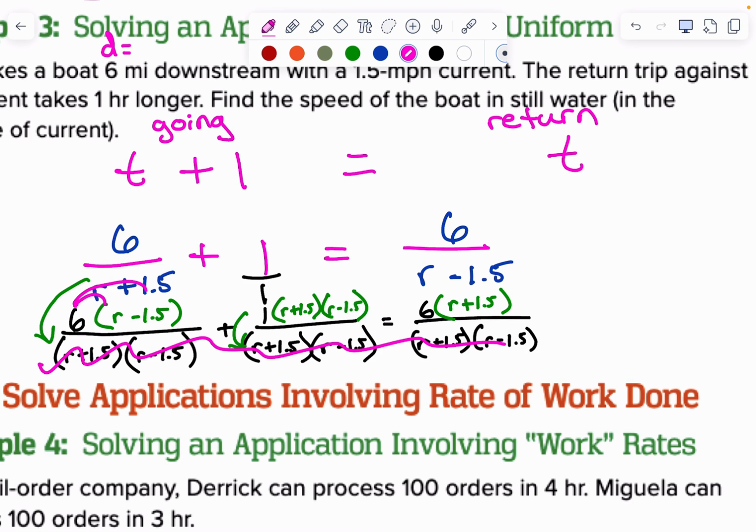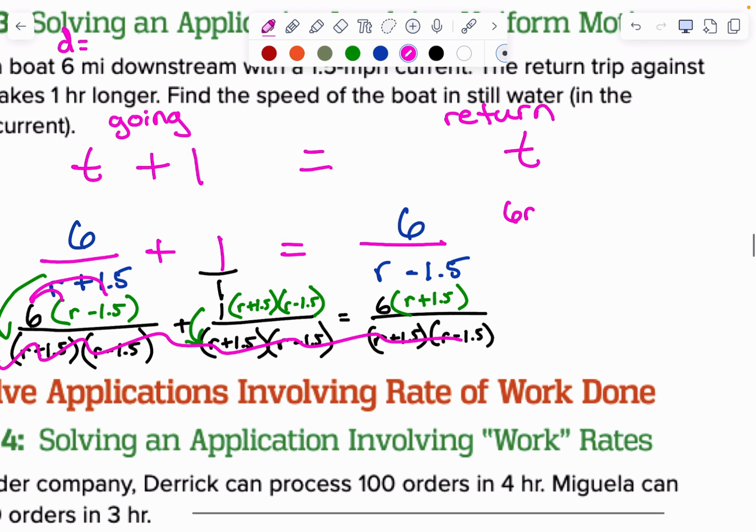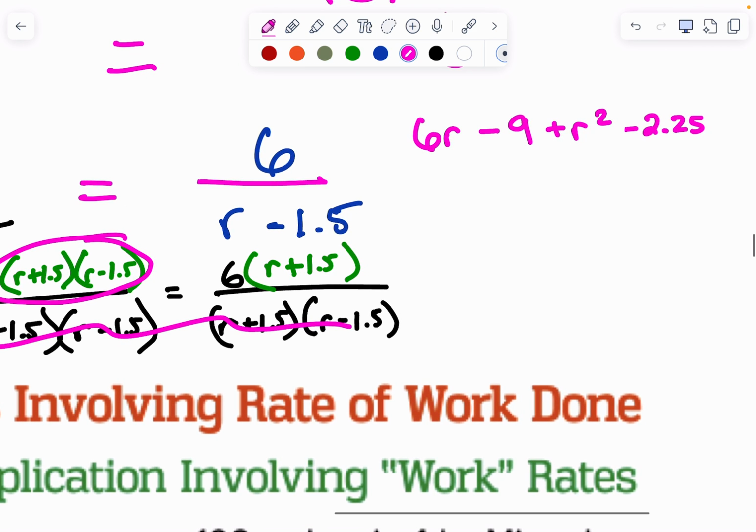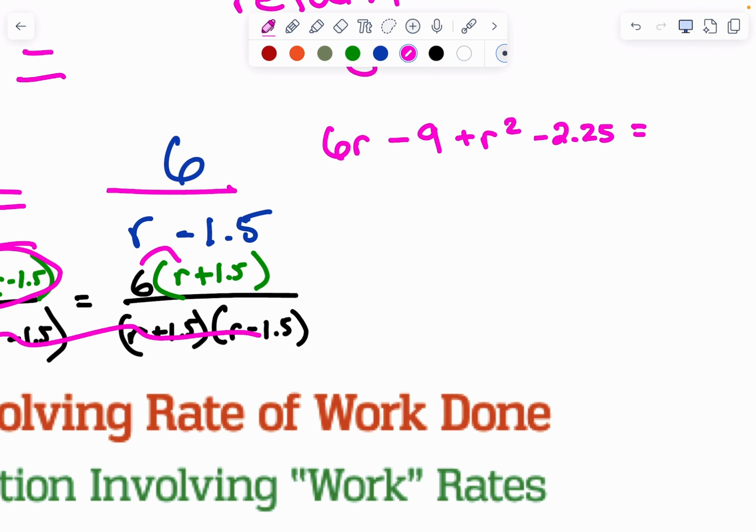So 6 times, I'm going to distribute this through. 6 times R is 6R. 6 times 1.5 is 9. Okay, that's that first piece, 6R minus 9. Now we've got to FOIL this. This is a reverse difference of squares, right? So we've got plus R squared. Now then we'll have minus 1.5R plus 1.5R, so the O and the I will cancel out. So then I need minus 2.25, which is what 1.5 squared is, or 1.5 times 1.5. Okay, that's that second piece. Equals 6R plus 9.